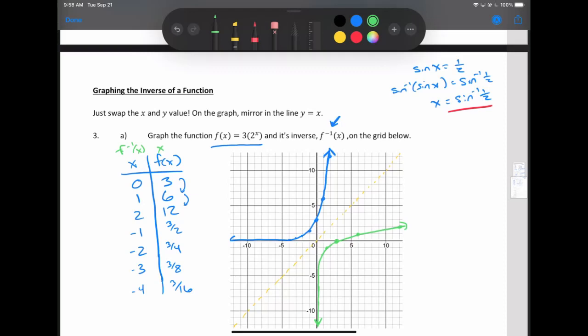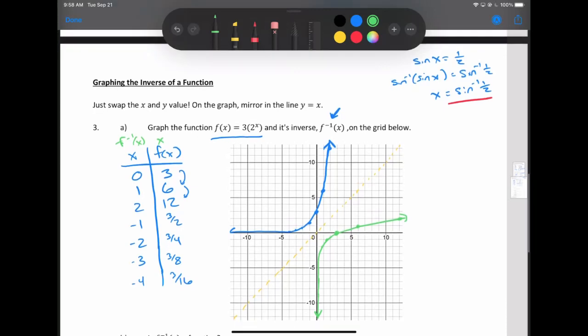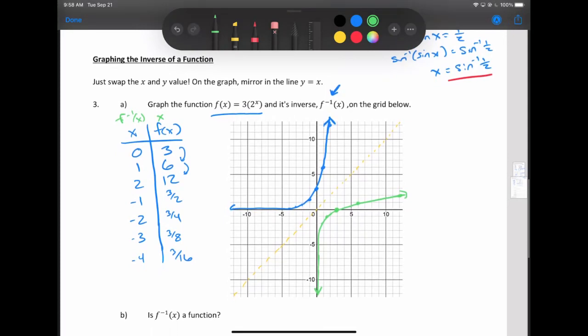Okay, that's the extent of graphing an inverse function. If we can graph the original, the inverse is just flip the x's and the y's, exchange them for each other. I'm going to graph this in Desmos, but I'm going to hold off for a moment because I want to look at a little bit more first.